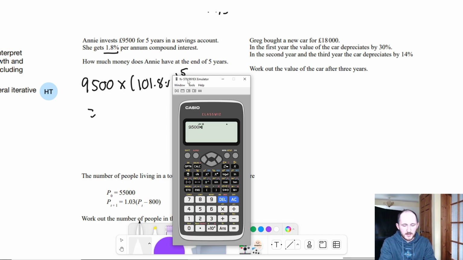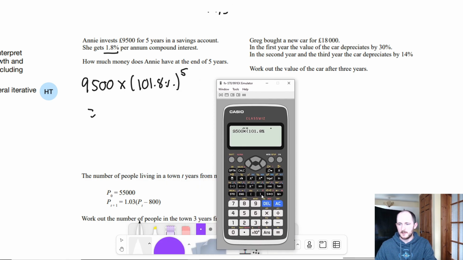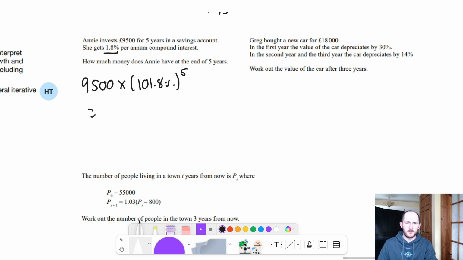And again, I would recommend just using the percentage button on your calculator. So if no one's ever showed you that before, I'm sorry, but this is probably the better way to do it. The percentage button actually just changes it into a decimal for you. And you get 10,386.34. And obviously that'd be in pounds.